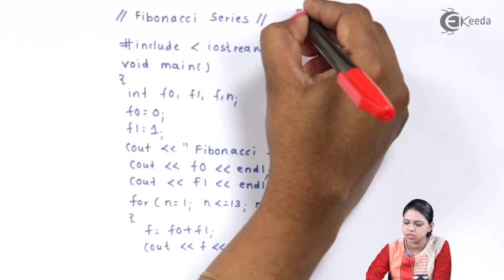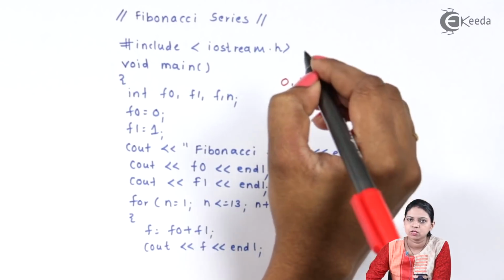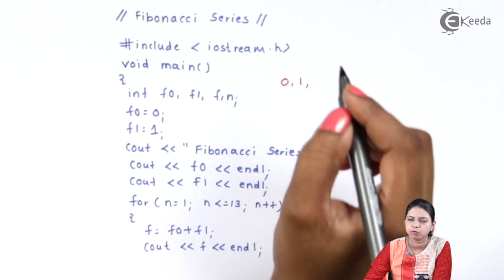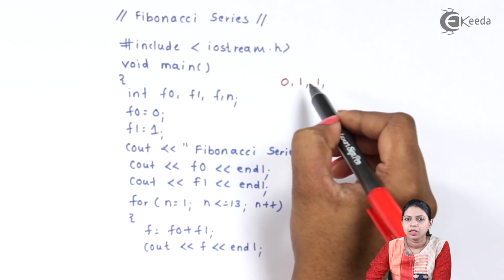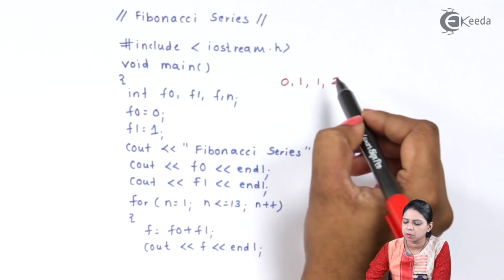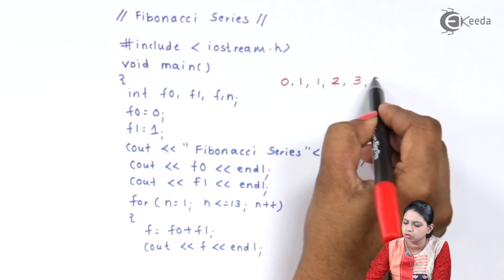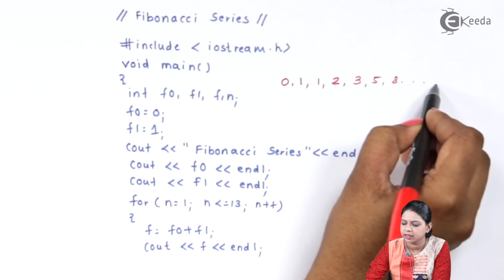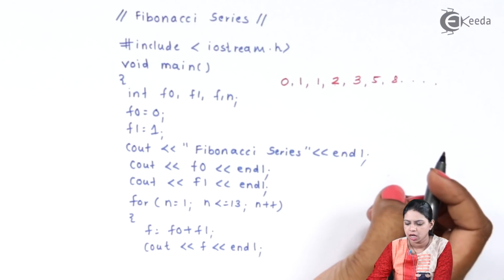I will start from 0. Then my next term will be 1. My third term will be the addition of the first two terms, so it will be 0 plus 1, 1. Then my next term is going to be 1 plus 1, 2. Then my next term is going to be 2 plus 1, 3. Then my next term will be 3 plus 2, 5. And then 8 and so on. So we'll see how to write a program to generate the Fibonacci series.